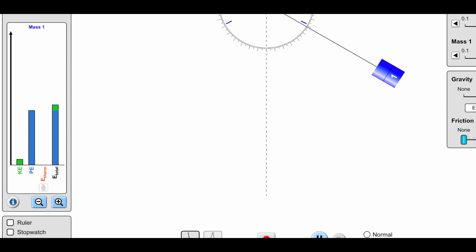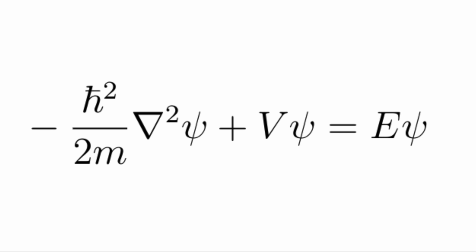being conserved. Let's then take a look at the right-hand side of this equation. The right-hand side term contains two parts, the capital English letter E and the capital Greek letter psi.